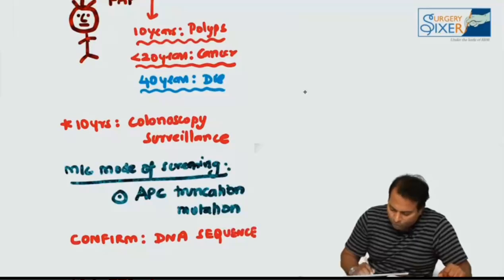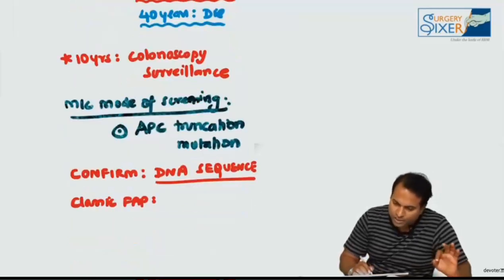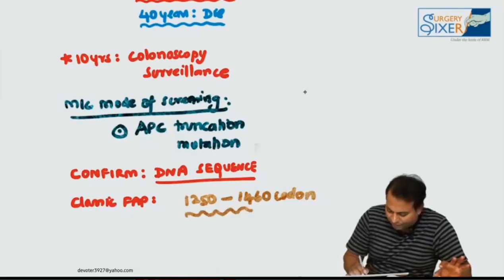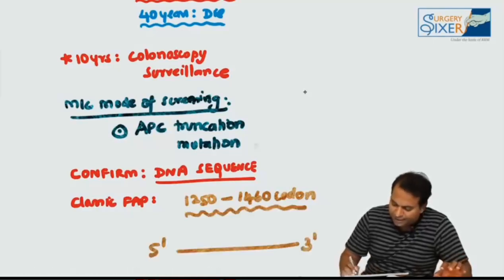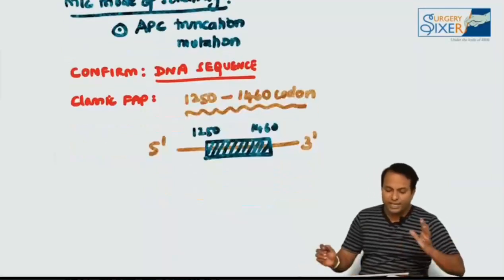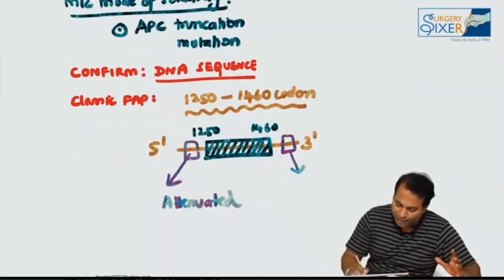When you do DNA sequencing, a classic FAP patient will have a mutation from which codon? From 1250 codon to 1460 codon. This is classical FAP. So if this is a 5' to 3' gene, in this gene there will be mutation specifically from 1250 to 1460 codon. Mutation proximal to 1250 or distal to 1460 is known as attenuated FAP.